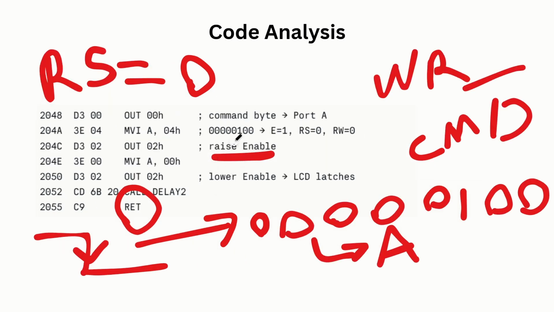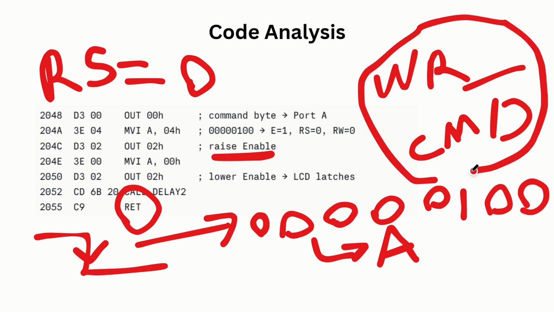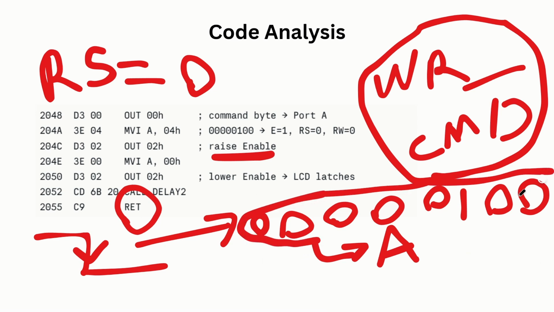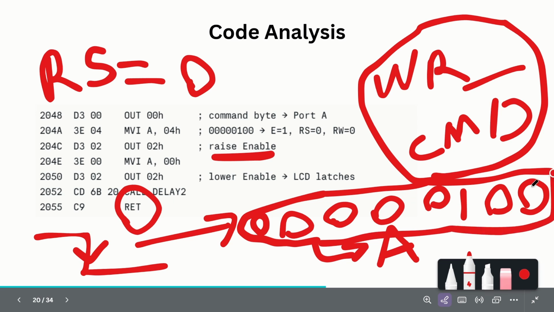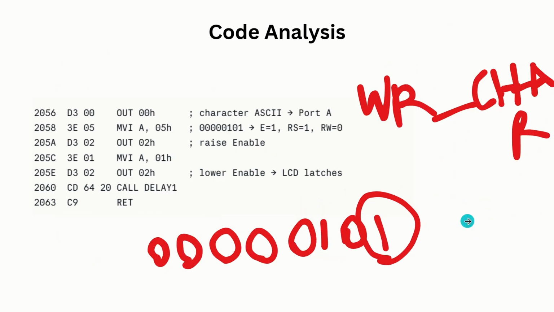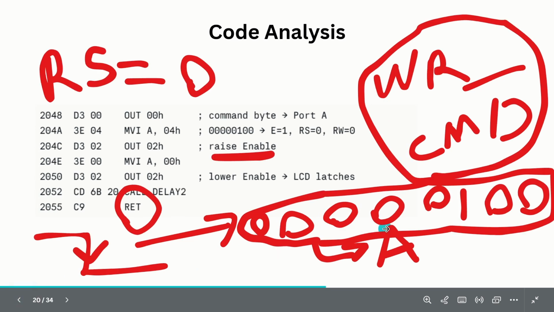So this is the subroutine, write command to the LCD. Basically what this does is the command byte that was placed in register A before calling this subroutine is output to port A. This puts the 8-bit command on the LCD's data lines. Then we have MVI A, 04H. This is loading 04H into the accumulator. 04H is nothing but 0 0 0 0 0 1 0 0. In this, bit 2 is equal to 1 and bit 0 equals 0. So RS equals 0, read or write pin equals 0, and enable equals 1.